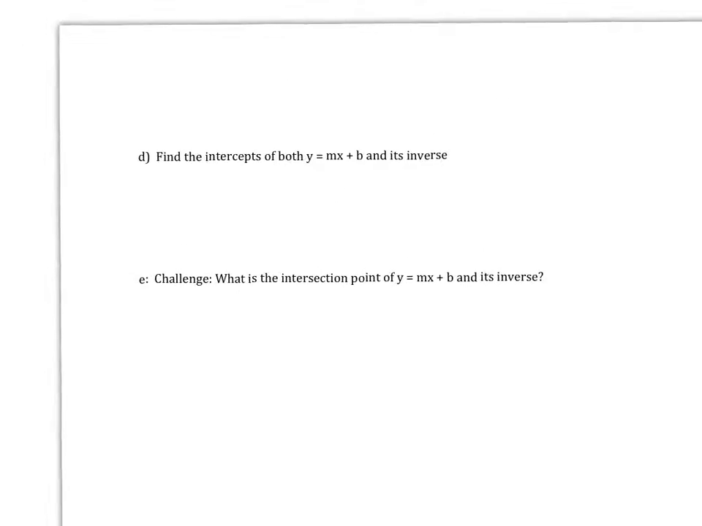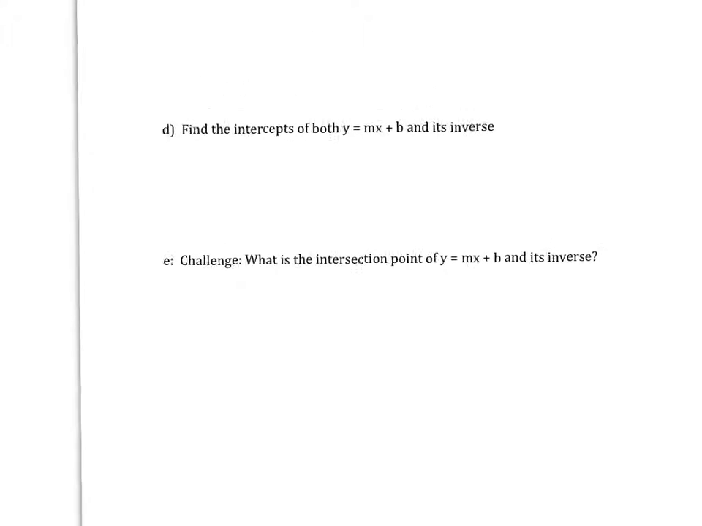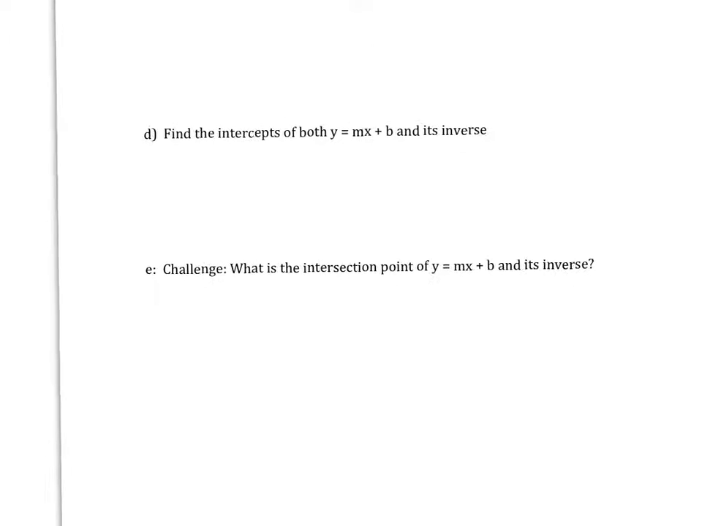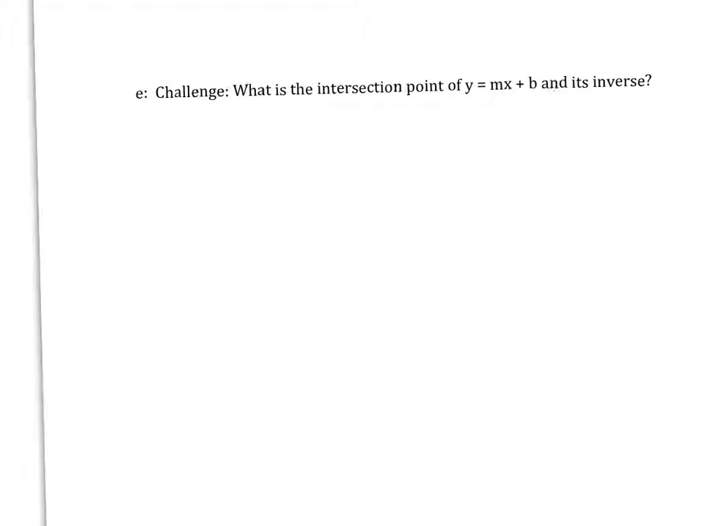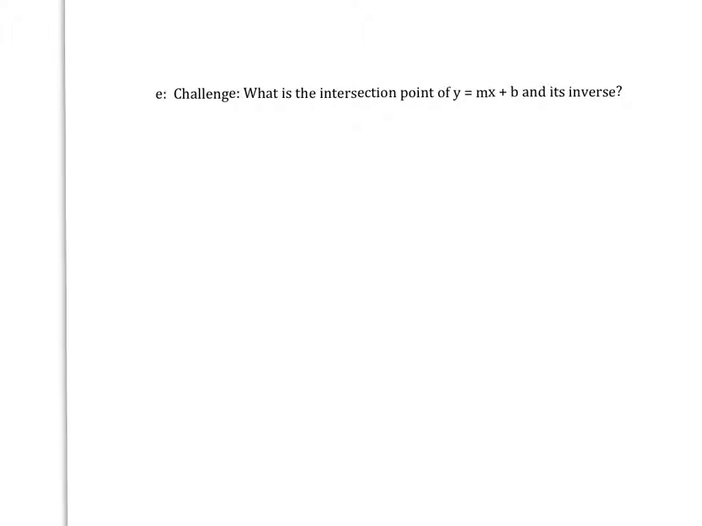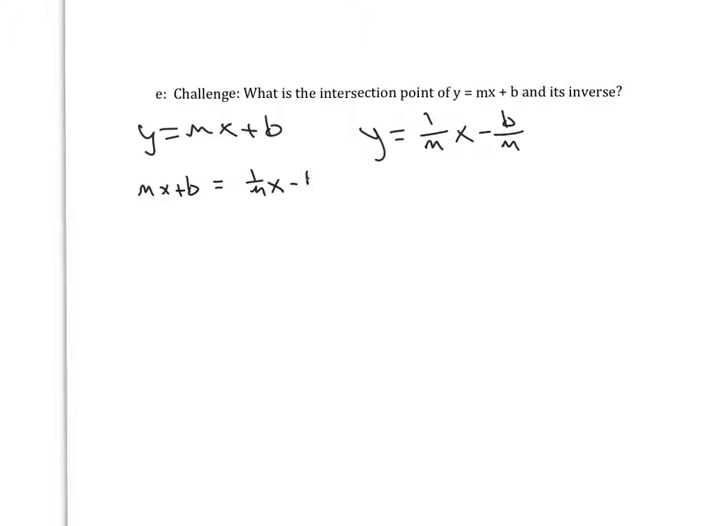Okay, so now what we're being asked is to find the... we found the intercepts of both, so that's a repeat question. What is the intersection point? Okay, so this one gets a little more challenging. So we have y equals mx plus b, and we have y equals, again, our inverse, 1 over mx minus b over m, and we have to find where these two are equal to each other. So we're going to set mx plus b equal to 1 over mx minus b over m.